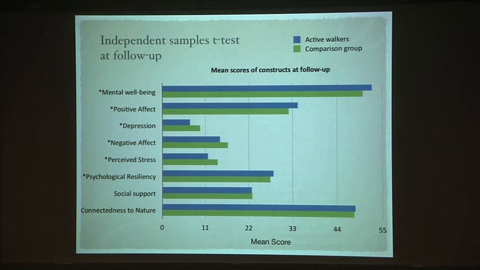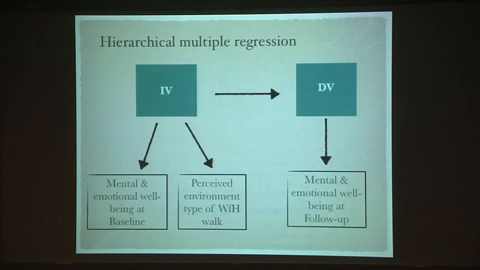So that answers the first research question of, do people who participate in Walking for Health have better mental and emotional well-being than those who don't? To answer the second research question, which is, I'm going to get the wording correct here, does mental and emotional well-being vary by the type of environment one walks in? I did a hierarchical multiple regression. Now this regression investigated whether the type of environment walked in with a Walking for Health group would predict mental and emotional well-being at follow-up, whilst controlling for mental and emotional well-being at baseline.